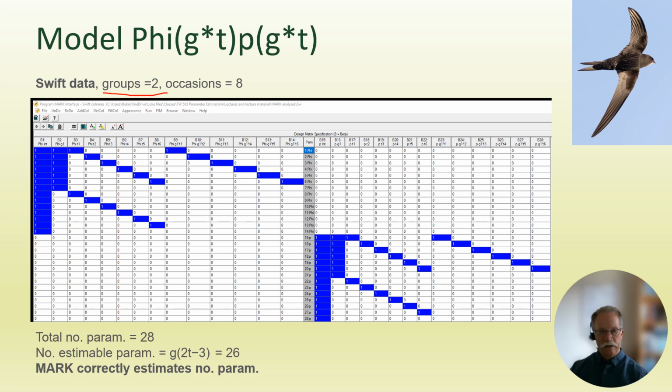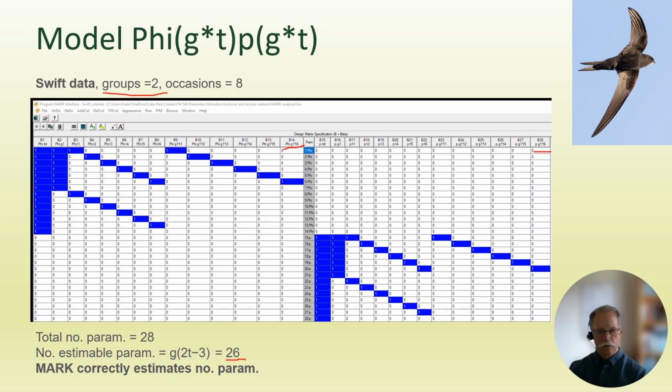a total of 14 parameters that can be estimated for phi, a total of 14 parameters that could potentially be estimated for p, okay? But the final phi and p are confounded for both of those groups, right? Because you're estimating phi and p separately for each group. And so those final ones for the good colony and the poor colony are going to be confounded. So, if you think about it intuitively, it would be 28 minus 2.